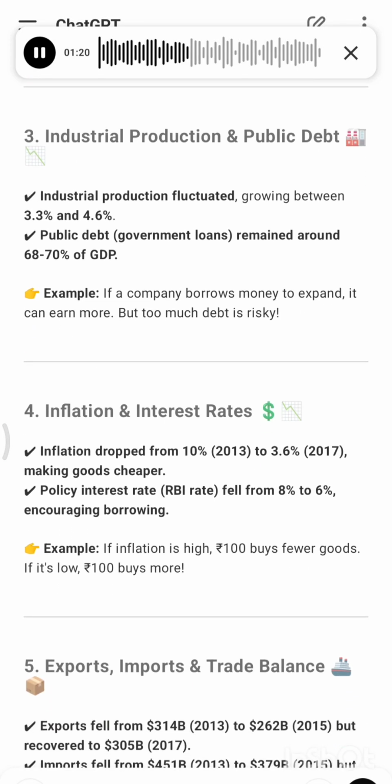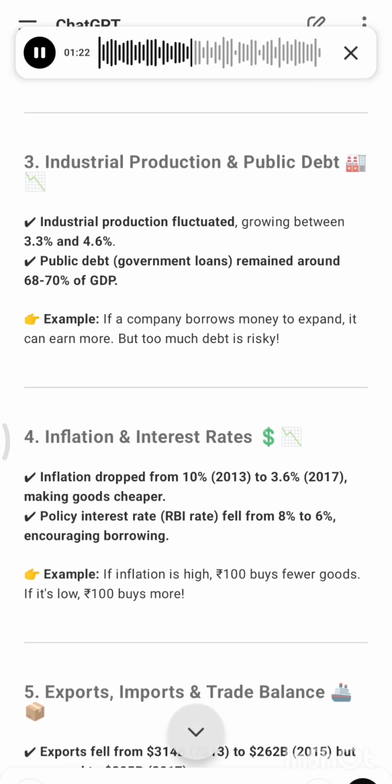3. Industrial production and public debt. Industrial production fluctuated, growing between 3.3% and 4.6%. Public debt, government loans, remained around 68 to 70% of GDP. Example, if a company borrows money to expand, it can earn more, but too much debt is risky.